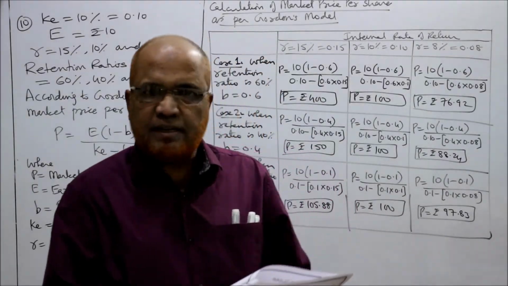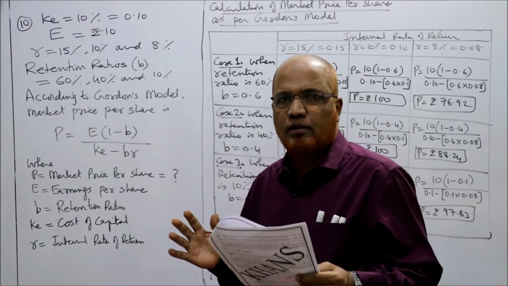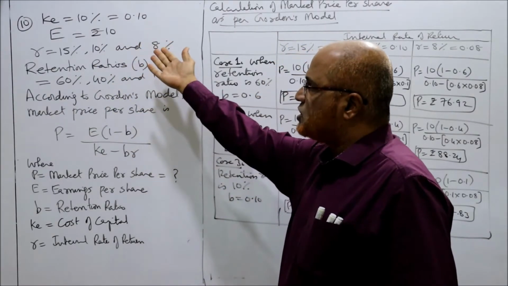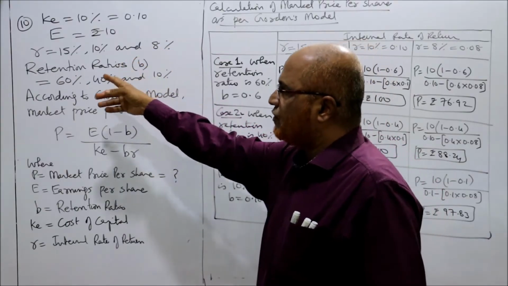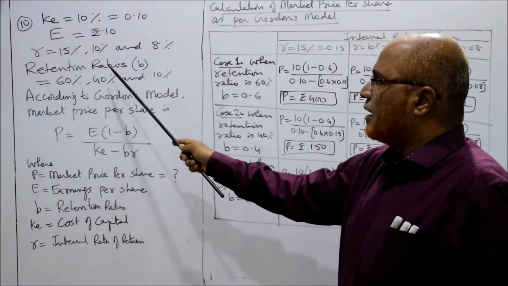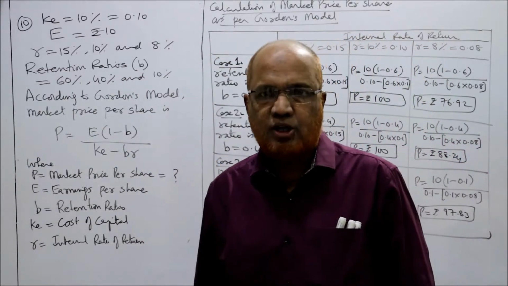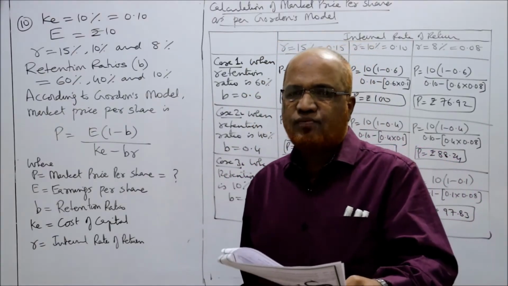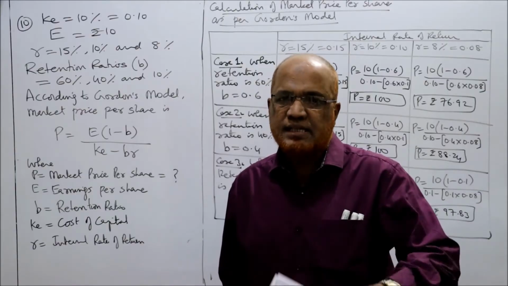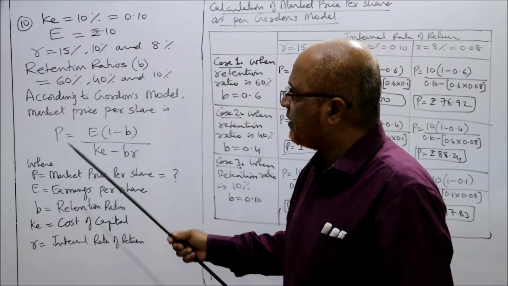So we were doing problem number 10. In problem number 10, first time we are going to apply Gordon's model. So here we have written cost of capital 10%, earnings per share 10 rupees, internal rate of return 15%, 10%, 8%. Then we are given retention ratios. Retention ratio is opposite of dividend payment ratio. If the payment is 40%, retention will be 60%. If the payment is 60%, retention will be 40%. That is opposite of payment ratio.